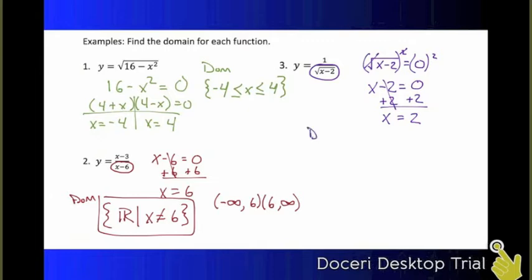So our domain is going to be all reals such that x is greater than 2. Because any number greater than 2 will make sure that you have a positive on the bottom there.